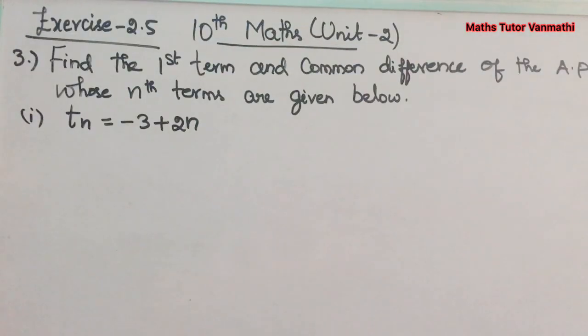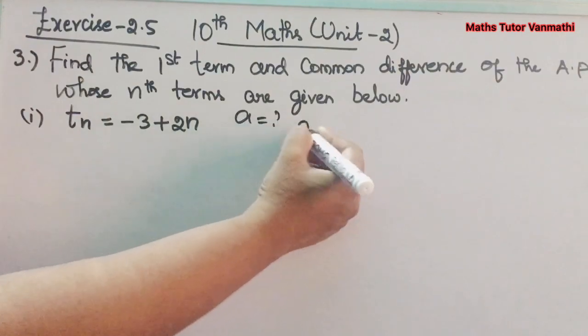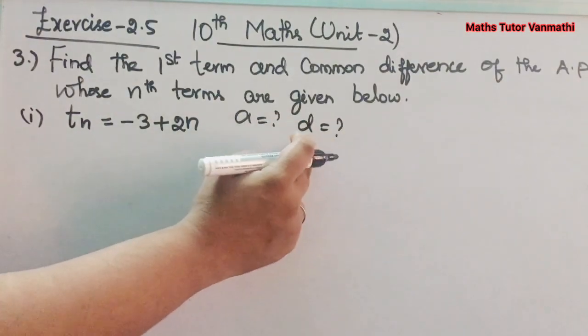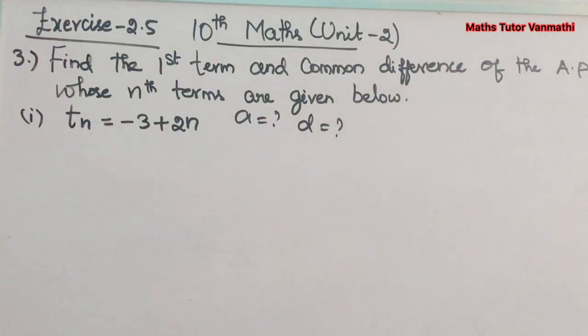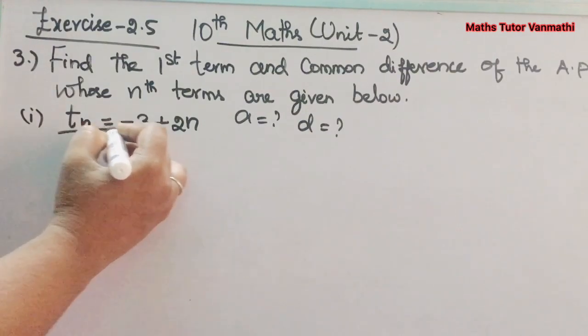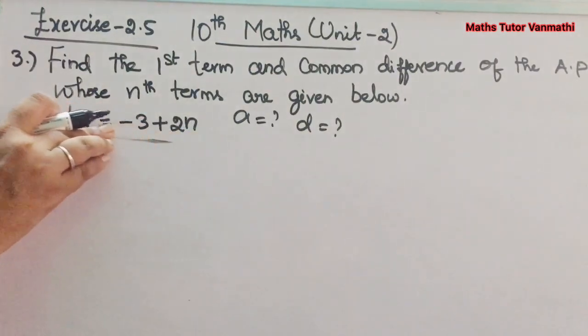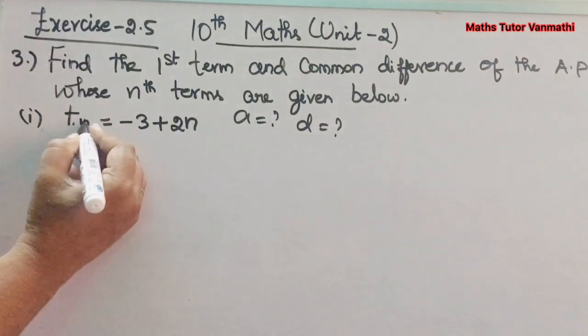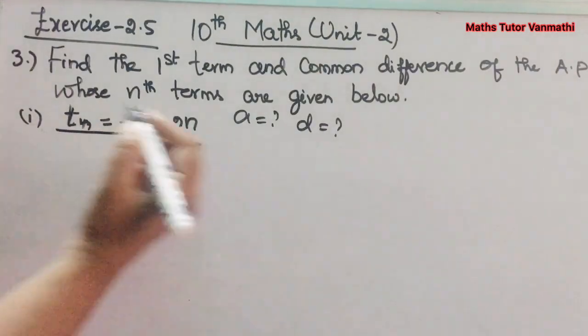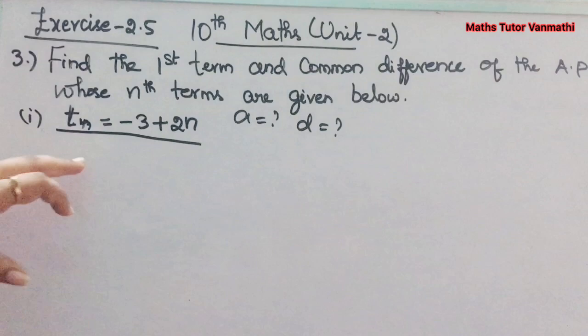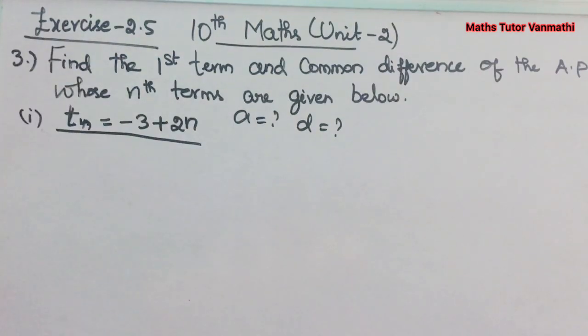Exercise 2.5, third problem. Find the first term and common difference of the AP whose nth terms are given below. We are going to find in this question the A value and D value, that is, the first term and common difference of the arithmetic progression whose nth term is given by Tn is equal to 3 plus 2n. Clear? This is your question. From this we are going to find the first term and common difference.